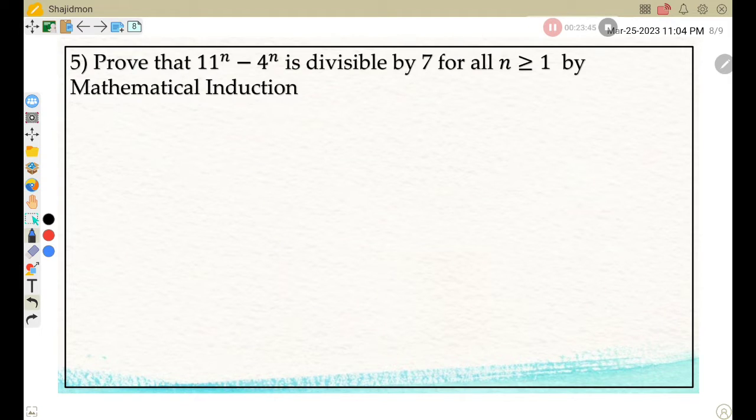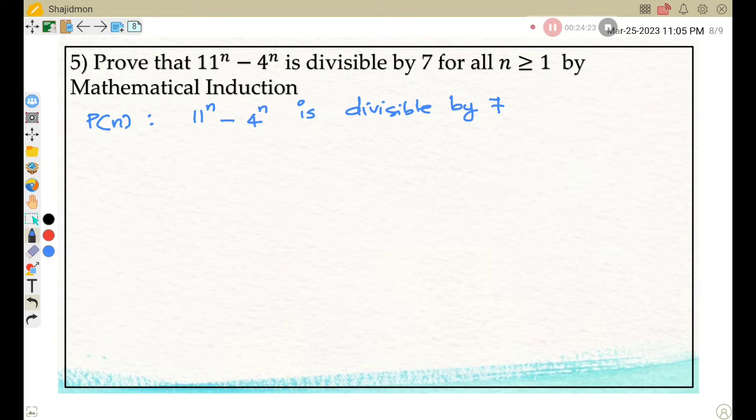Okay, now let me go to this question number 5. Prove that 11 power n minus 4 power n is divisible by 7 for all n greater than or equal to 1 by mathematical induction. So you can see what is the statement here, P of n. What is P of n here? 11 power n minus 4 power n is divisible by 7. This is the statement here.